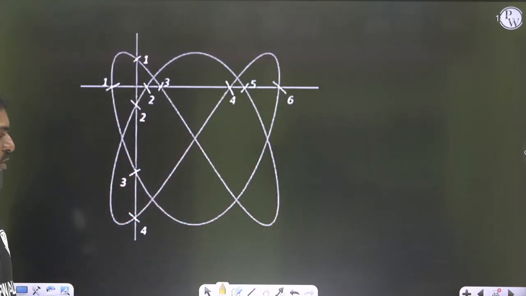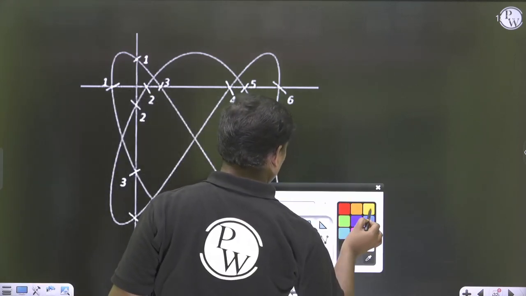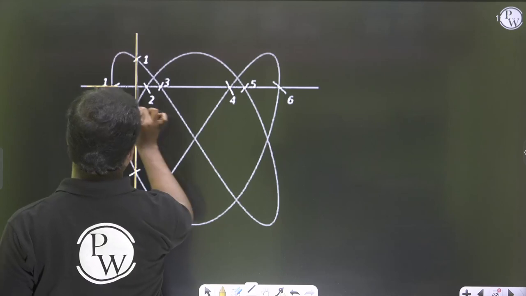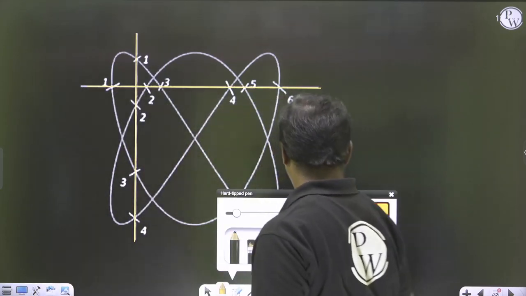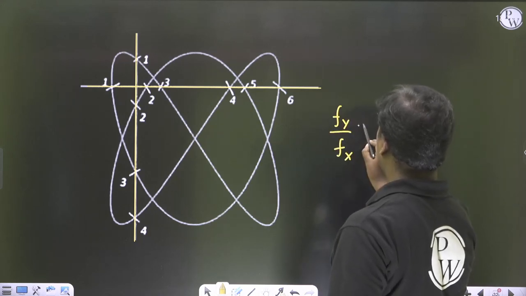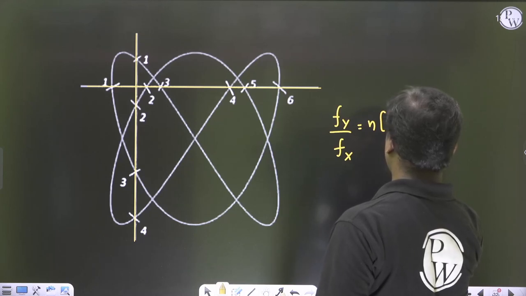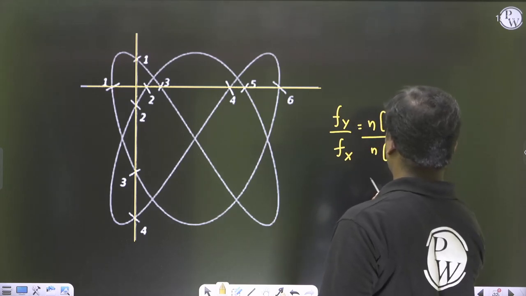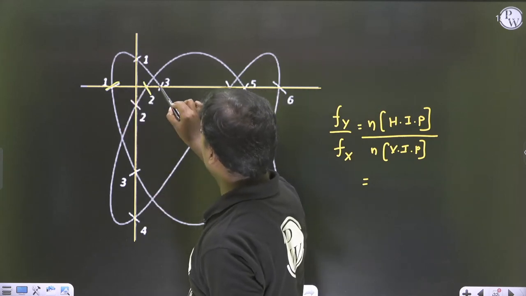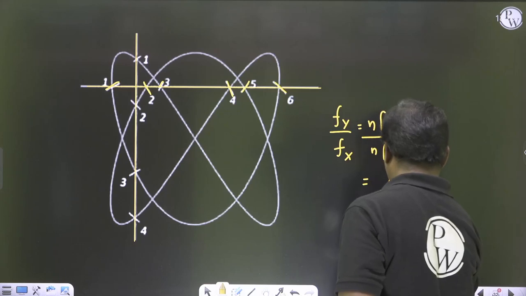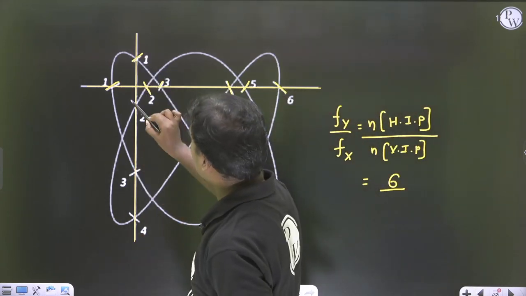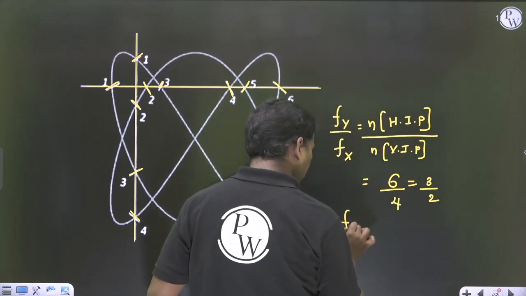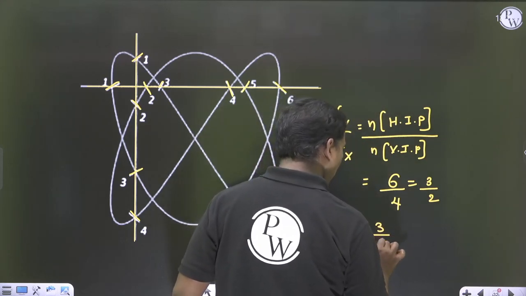Next, a complicated diagram. If you check, how to draw this? Take the intersection points. fy by fx is the number of horizontal intersection points by the number of vertical intersection points. Horizontal intersection points: 1, 3, 4, 5, 6, right? Vertical intersection points 1, so it will be 3/2. That means fy equals 3/2 times fx.